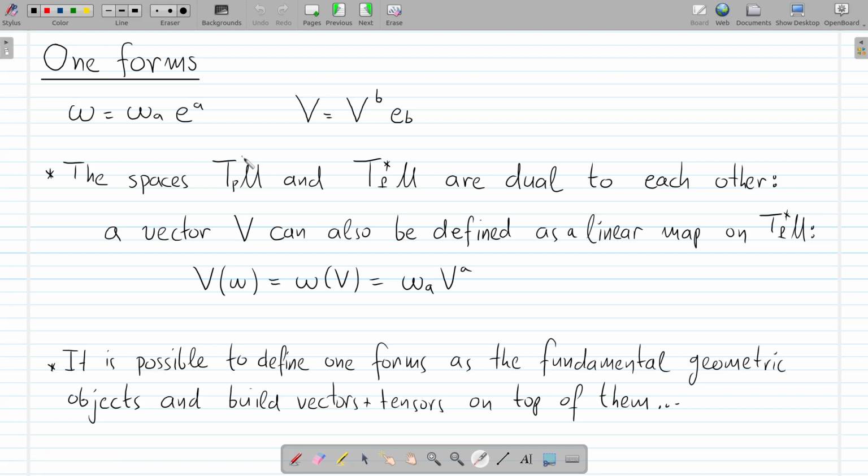That shows us also that the choice of fundamental objects is not so important. We have chosen to define vectors as the fundamental geometric objects in a previous lecture, and now we build one forms and later also tensors on those objects. But it can be shown in mathematics that we can define one forms to be the fundamental objects and then build vectors as linear functions on those one forms.